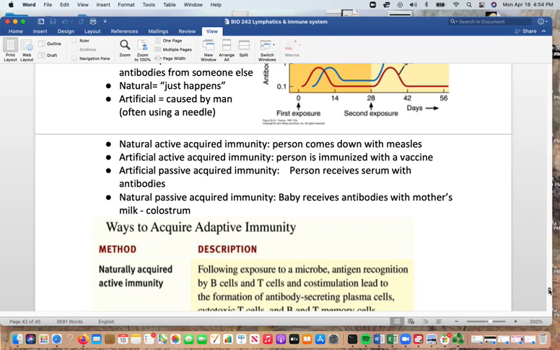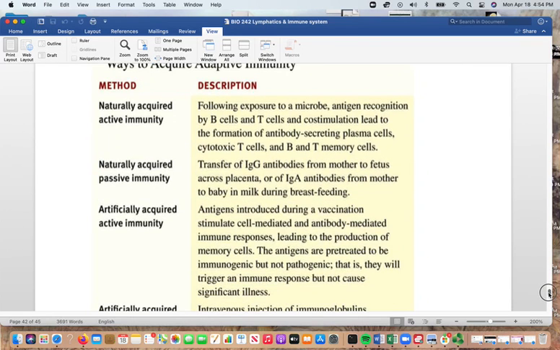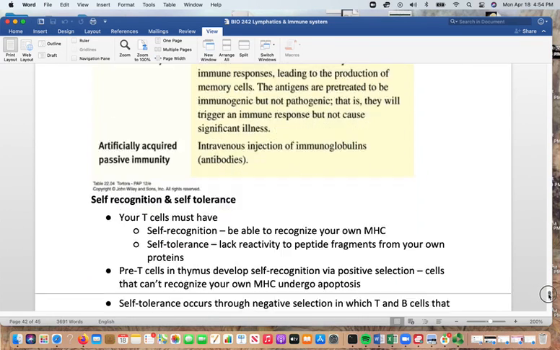With artificial passive acquired immunity, the person is going to get someone else's serum with antibodies. So it would be something like a monoclonal antibody treatment or anti-venom if it's against a venom from like a snake. Natural passive acquired immunity is a natural way of acquiring those antibodies. So if somebody else has made the antibodies, it would be the baby receiving antibodies from the mother's milk with the colostrum. So again, this is just a table that compares those things.